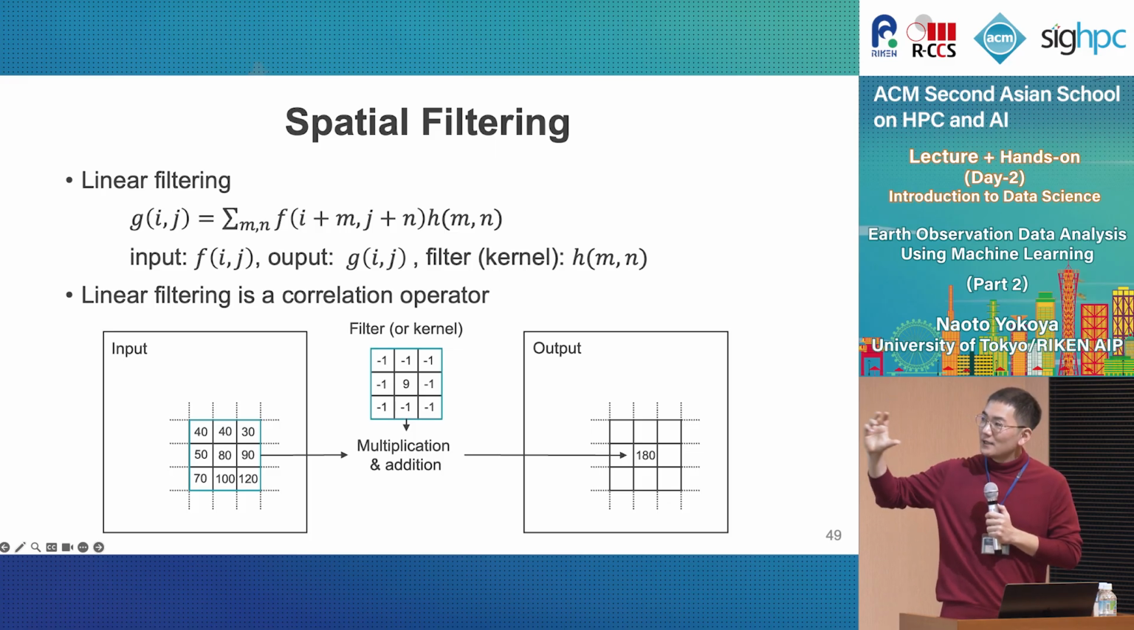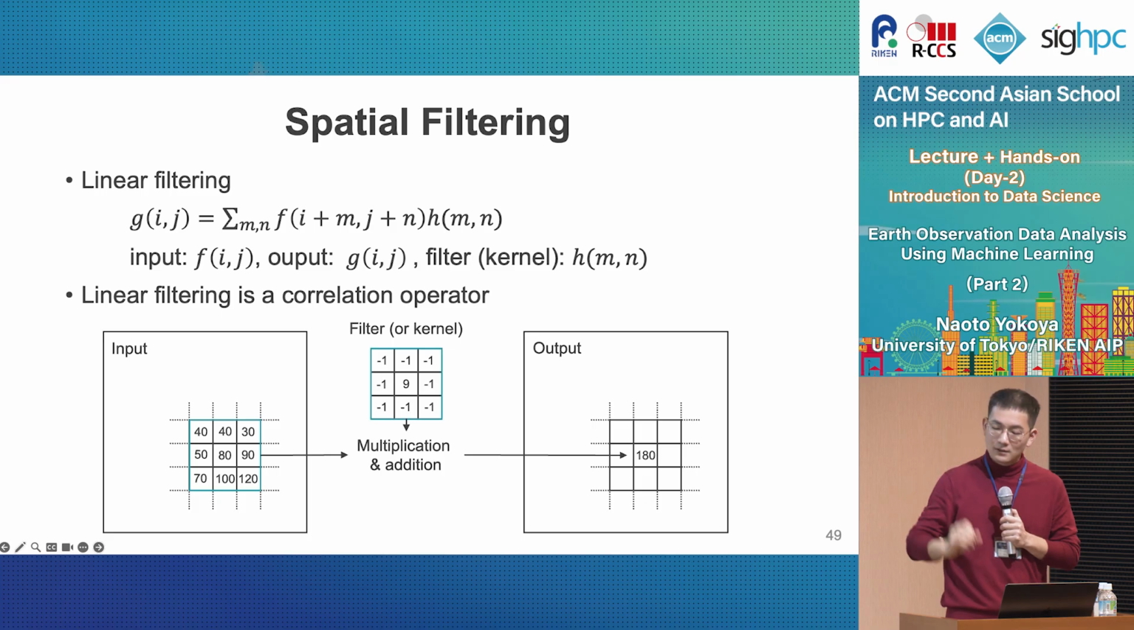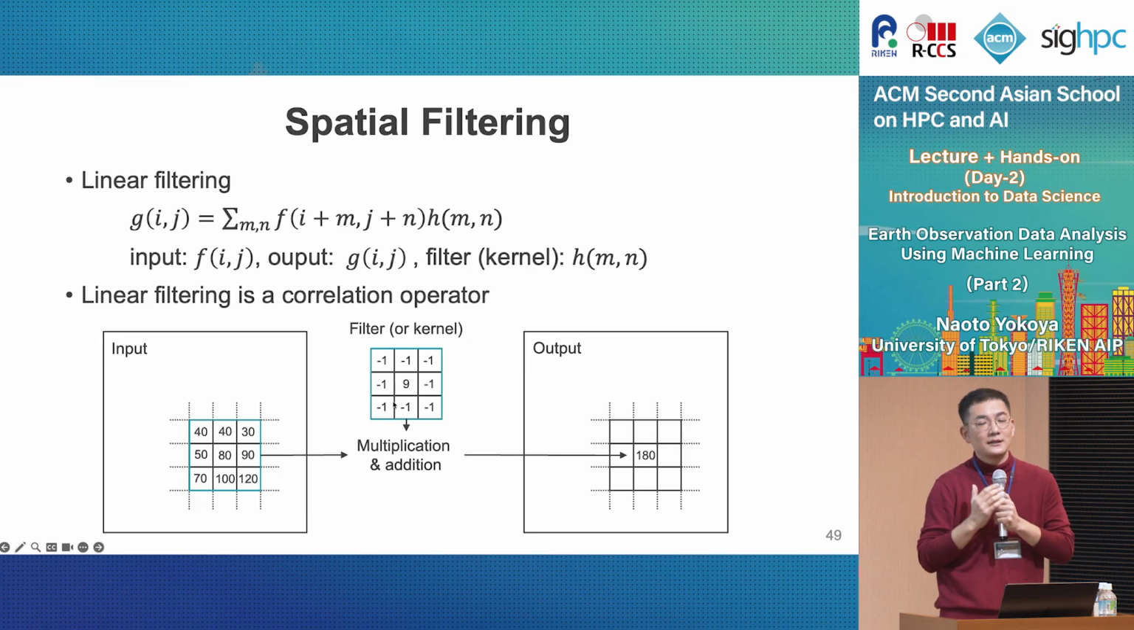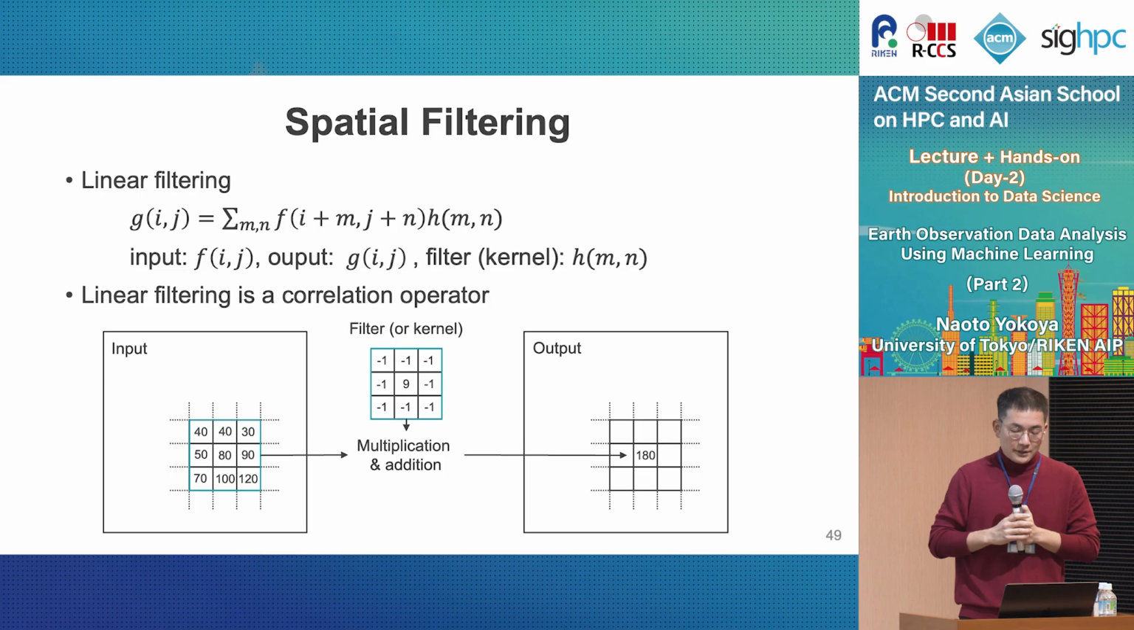So spatial filtering is we prepare some spatial kernel or filter as shown here. And spatial filtering is to apply multiplication and addition. So in this case, apply -1 to 40, -1 to 40, -1 to 30, and so on. And then take addition. So again, it's an inner dot product. It's just calculating correlation. You can consider it in this way.